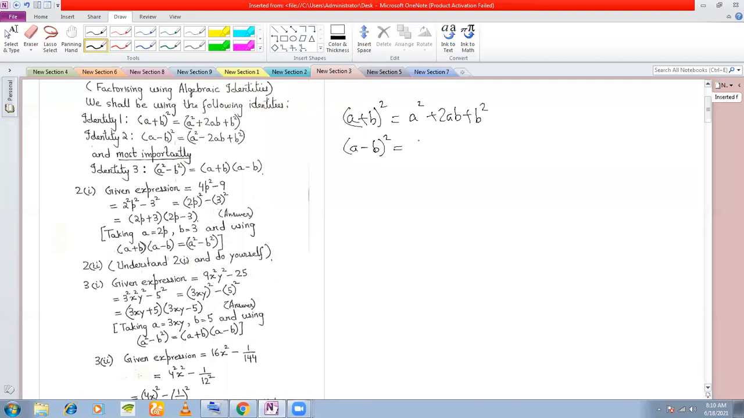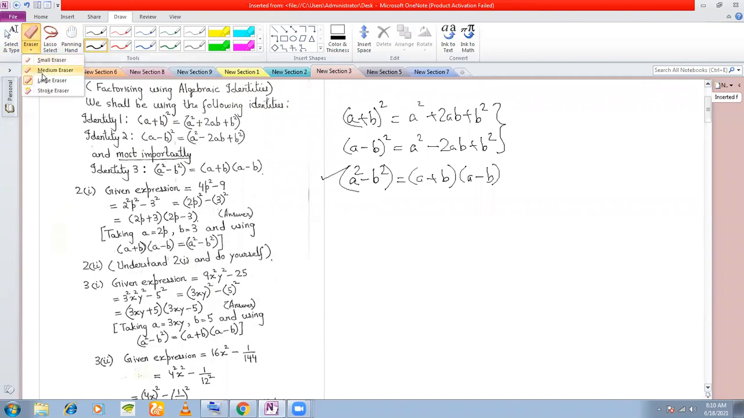We are going to use these two definitely. But what mainly we are going to use in this exercise is a square minus b square is equal to a plus b into a minus b. This identity we are going to use in this exercise mostly. In the previous exercise, we used these two to factorize. Now we shall use the third one. Okay. So let's see.